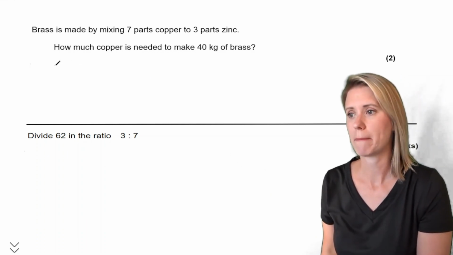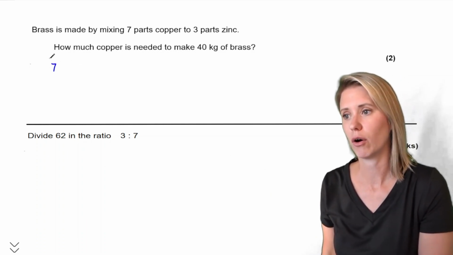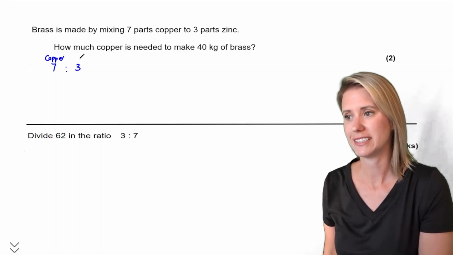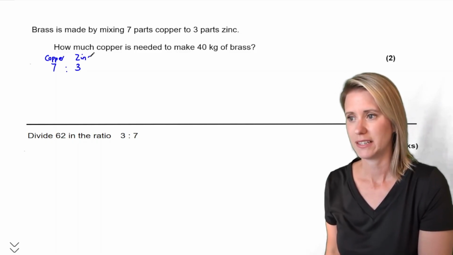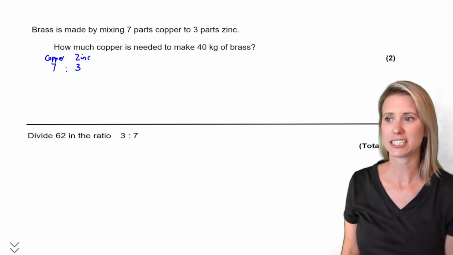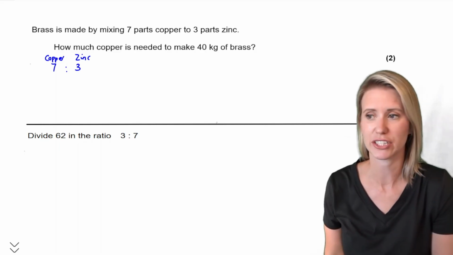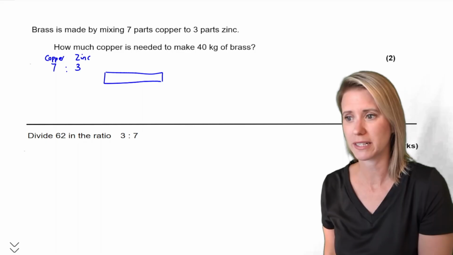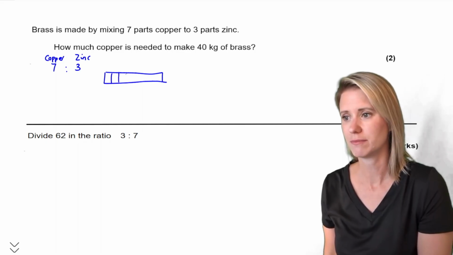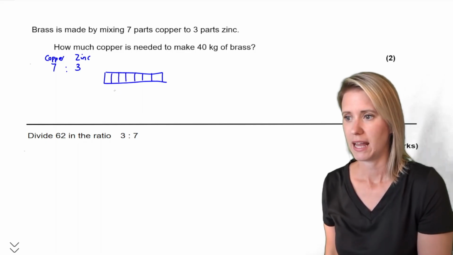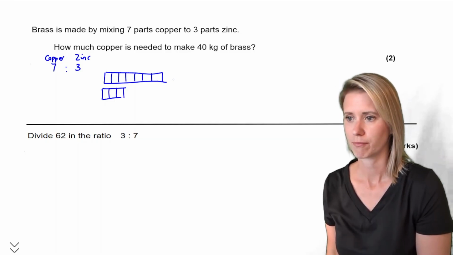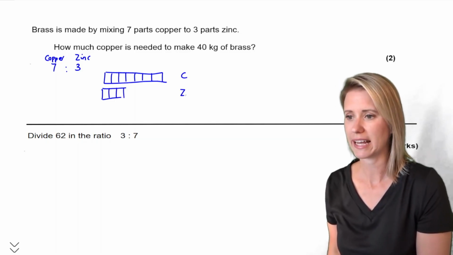Brass is made by mixing 7 parts of copper to 3 parts of zinc. The question is how much copper is needed to make 40 kilos in total of brass. So the copper is 7 parts. I would draw myself a quick sketch of 7. And zinc is 3. So we have copper and we have zinc.